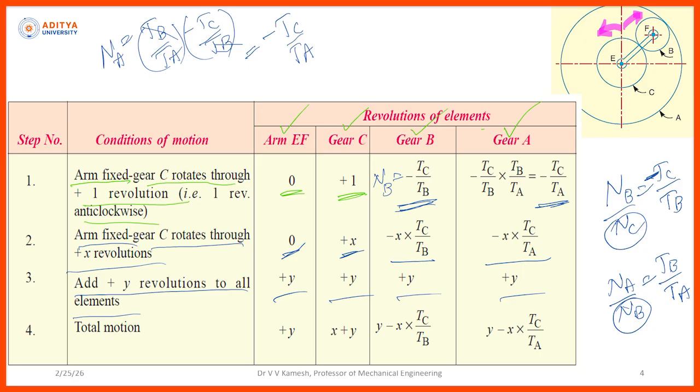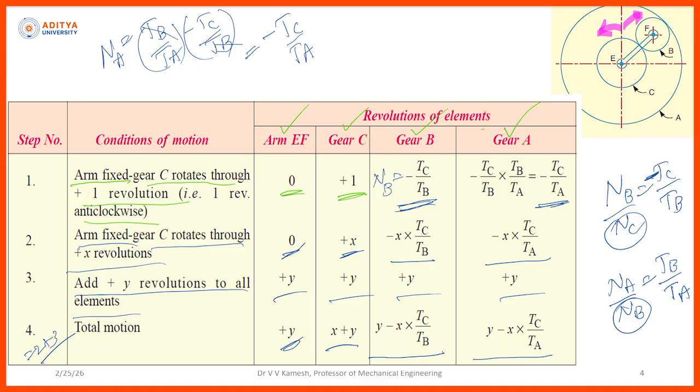Now what is the total summation? The fourth one is always equal to 2 plus 3 only. Now this is 0, plus y, x plus y, y minus x into Tc by Tb, y minus x into Tc by Ta. After making the table, now you need to go back. What is the data given? So what do I need to find?